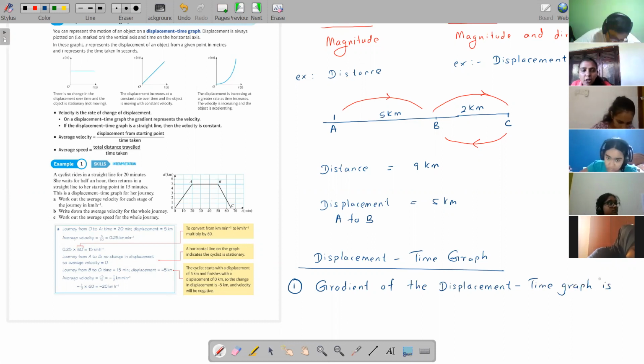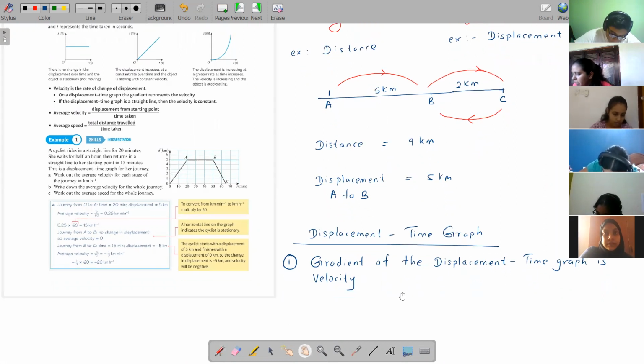Do you have any idea what this quantity will be? The gradient of the displacement time graph will be the, any idea? Yes, velocity. The gradient of the displacement time graph is velocity. So write down: the gradient of the displacement time graph is velocity. You all know the meaning of the gradient of a graph, right? Gradient is a slope, and you all know how to calculate the slope.